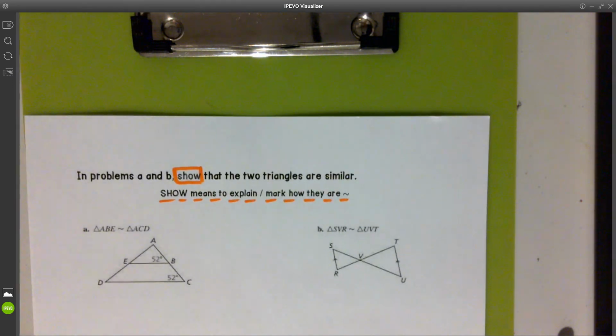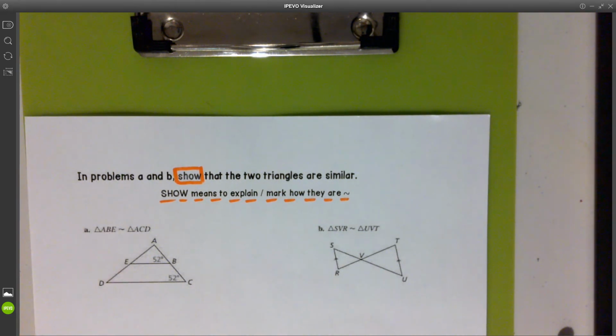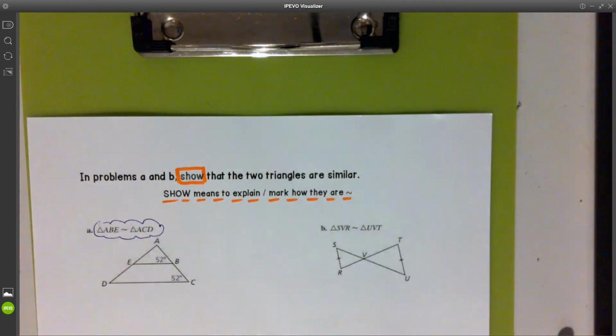All right, so it says in problems A and B, show that the 2 triangles are similar. Now, what I mean by show means to explain or mark how they are similar. All right, so it's telling you the 2 triangles are similar. They're giving you this information. They're saying, hey, this is a true fact. These 2 triangles are similar. Prove it to me. Show it to me on the diagram.